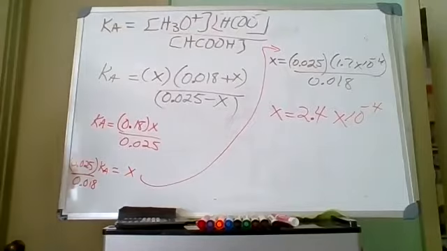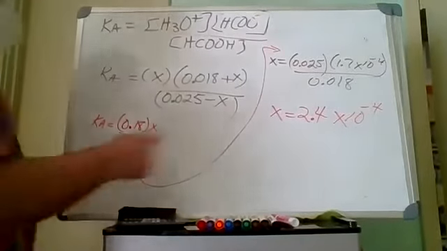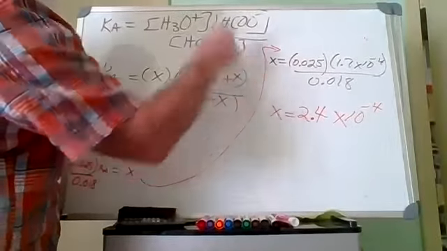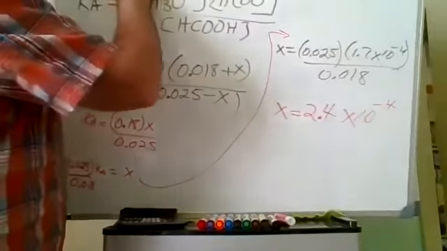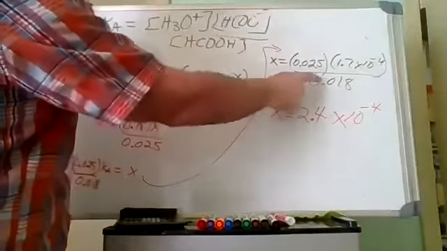All right? Now, they don't ask us to calculate the degree of ionization, but the degree of ionization would just be this, which is, actually, no, yeah, it would just be X over 0.018.